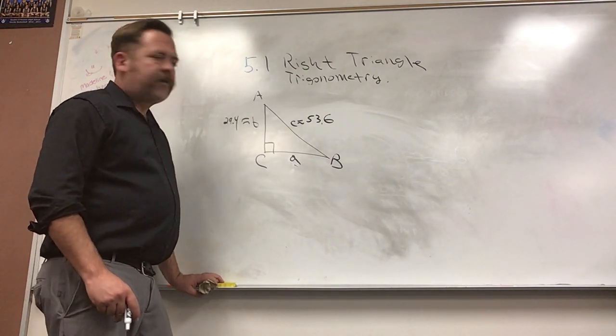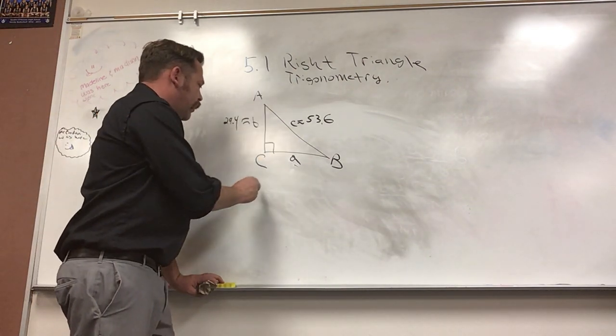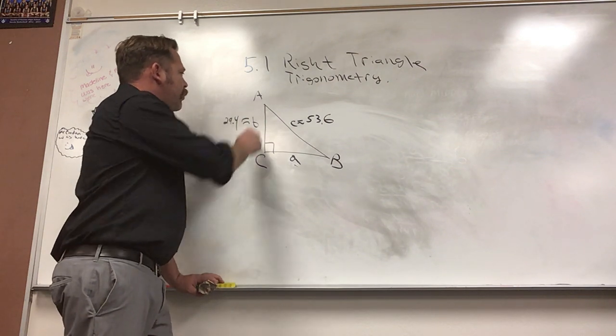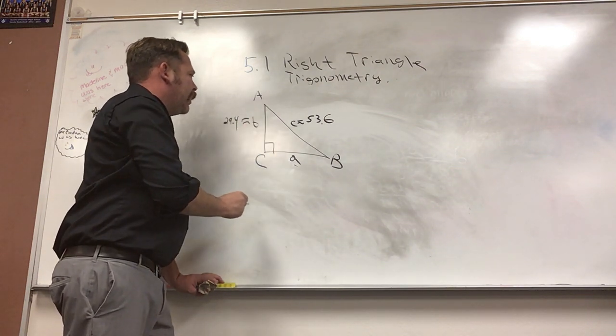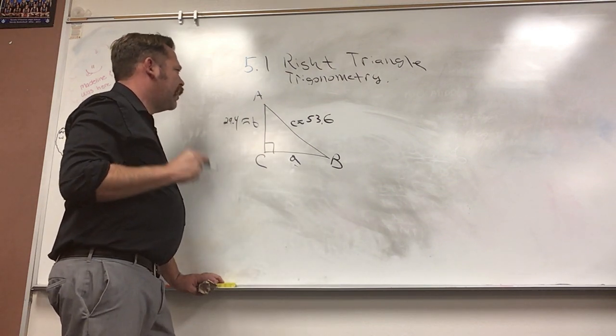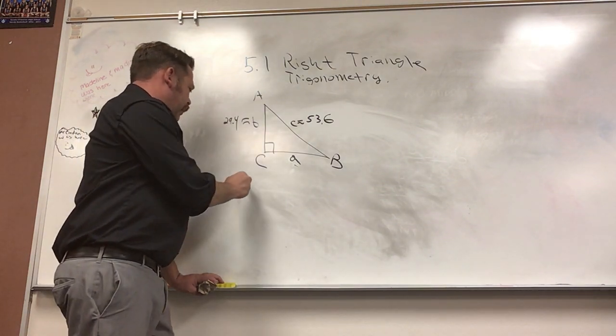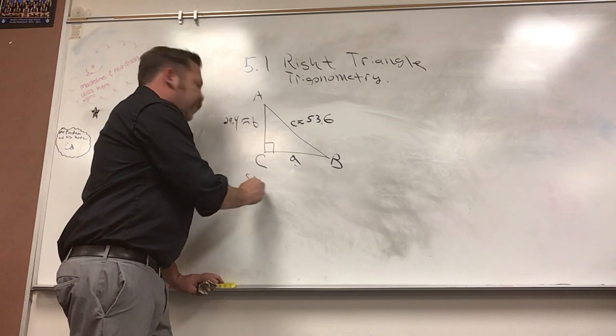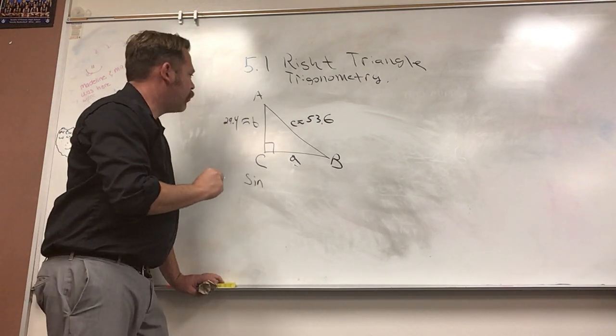Which angle do you want to find first? You want to find A? Let's find A first. We don't know A. So let's see, but I do know the adjacent side to A, and I do know the hypotenuse. So which one dealt with adjacent and hypotenuse? You could say sine, because sine is the one with adjacent, no, cosine.